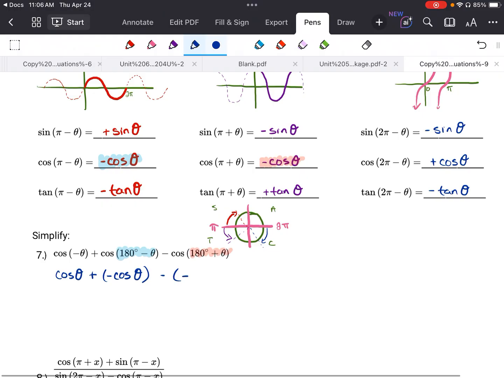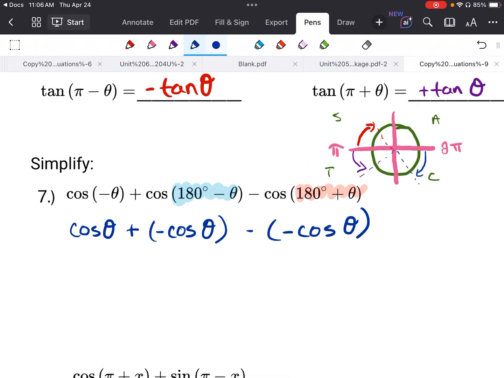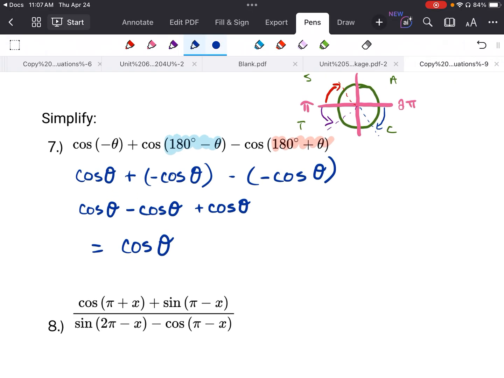is also negative cos theta. So we have cos theta plus a negative, so take away, I'm just going to get rid of the double signs. Cos theta, take away cos theta, and then we have minus a negative, which is really plus cos theta. Cos theta take away cos theta is 0. 0 plus cos theta is cos theta. So we've simplified it. All that really just means positive cos theta.